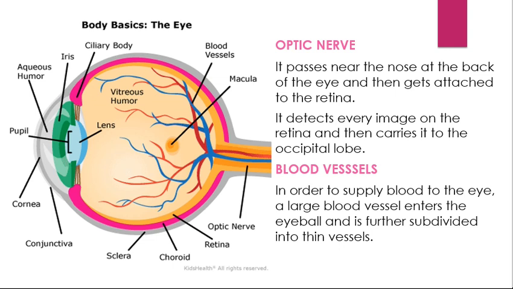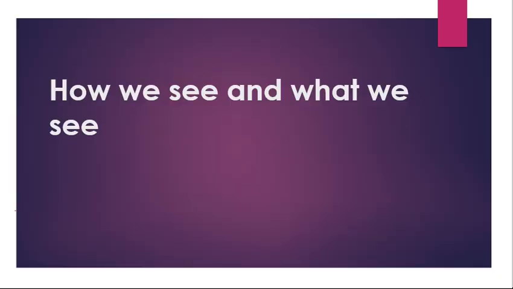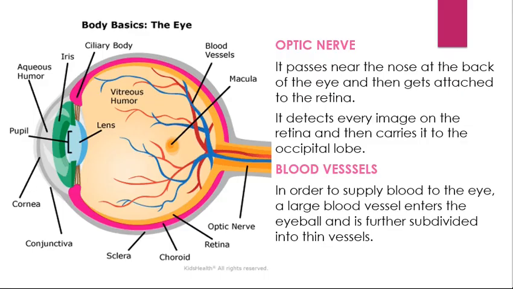The inverted image focused on the retina gets upright when the optic nerve carries it to the brain, and thus the process of vision is completed. The process of vision is completed when this inverted image gets upright in the occipital lobe, and this message is taken back to the eye, and then this vision is produced. This was the anatomy of eye.